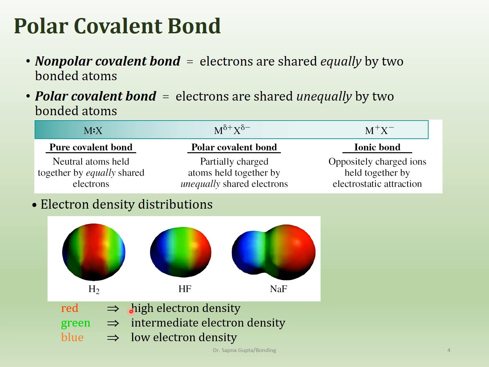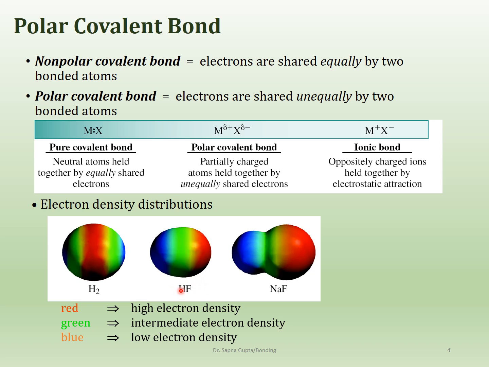Red is considered to be a high electron density, which means more negative. Green is intermediate, and blue is generally considered to be the low electron density, or more of a positive. Okay, so in the case of hydrogen, which is a pure covalent bond, which means everything is being shared equally, the electrons are in the middle, and there is a nice distinct line here. You can see there is no distortion going on.